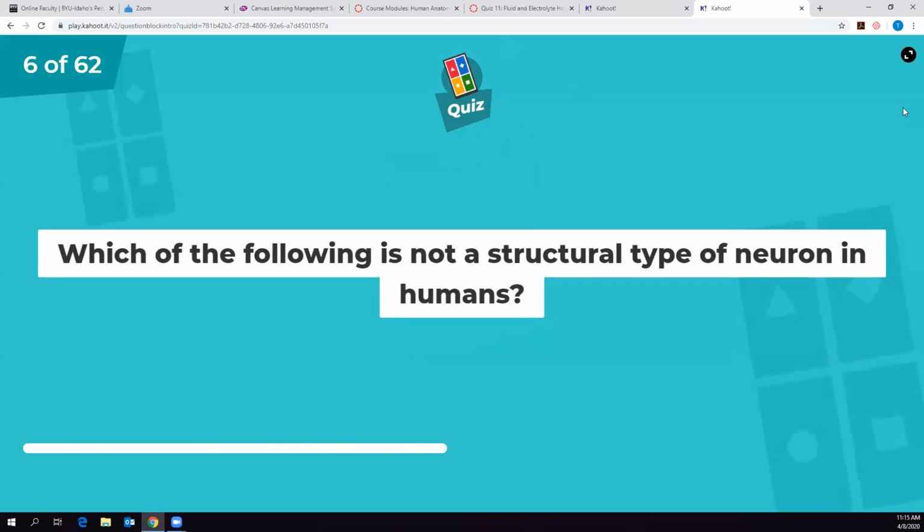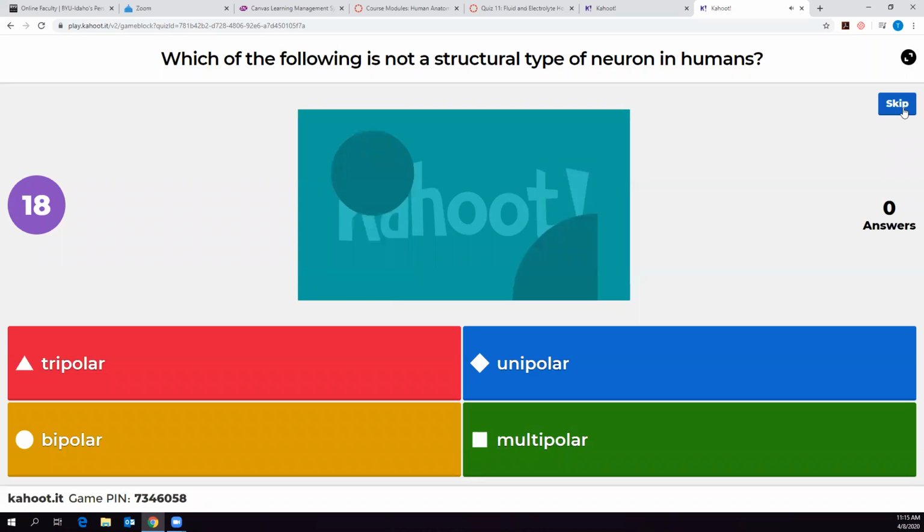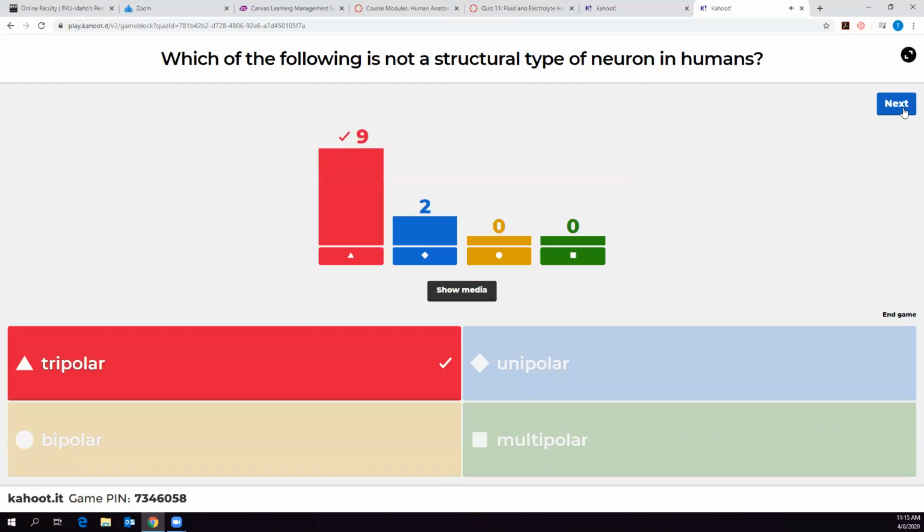Which of the following is not a structural type of neuron in humans? Yay, good job. There is no tripolar. Remember, unipolar, you guys, are sensory neurons. Bipolar are sensory neurons. Multipolar are interneurons and motor neurons.